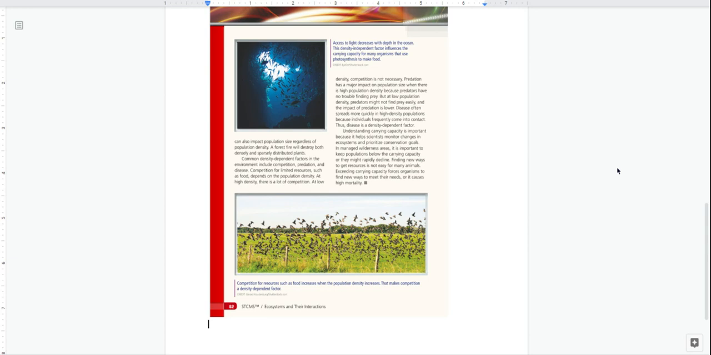Top caption: Access to light decreases with depth in the ocean. This density-independent factor influences the carrying capacity for many organisms that use photosynthesis to make food, like phytoplankton that live in the ocean. And the bottom caption: Competition for resources such as food increases when the population density increases. That makes competition a density-dependent factor.